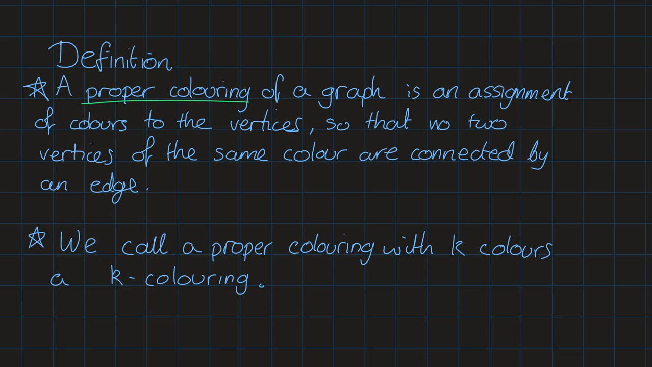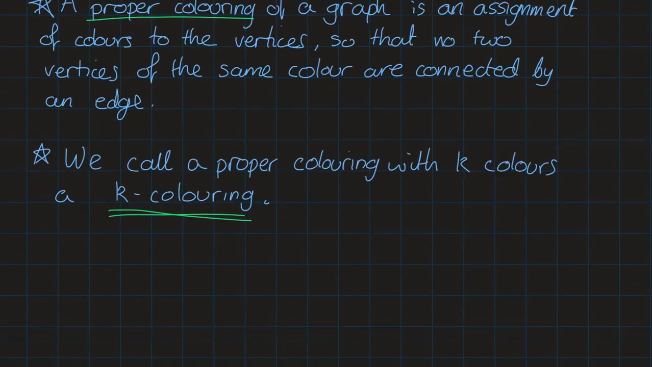Okay? And we call a proper colouring with K colours a K colouring. This is just a bit of notation. So a two colouring is just a proper colouring of a graph with two colours. So let's look at an example.